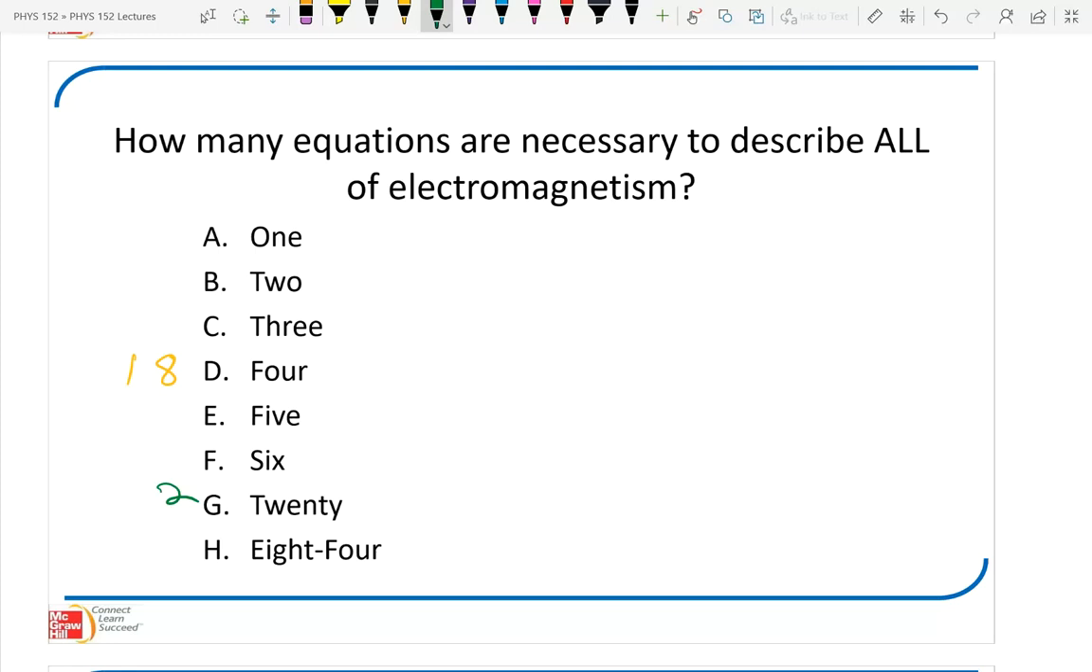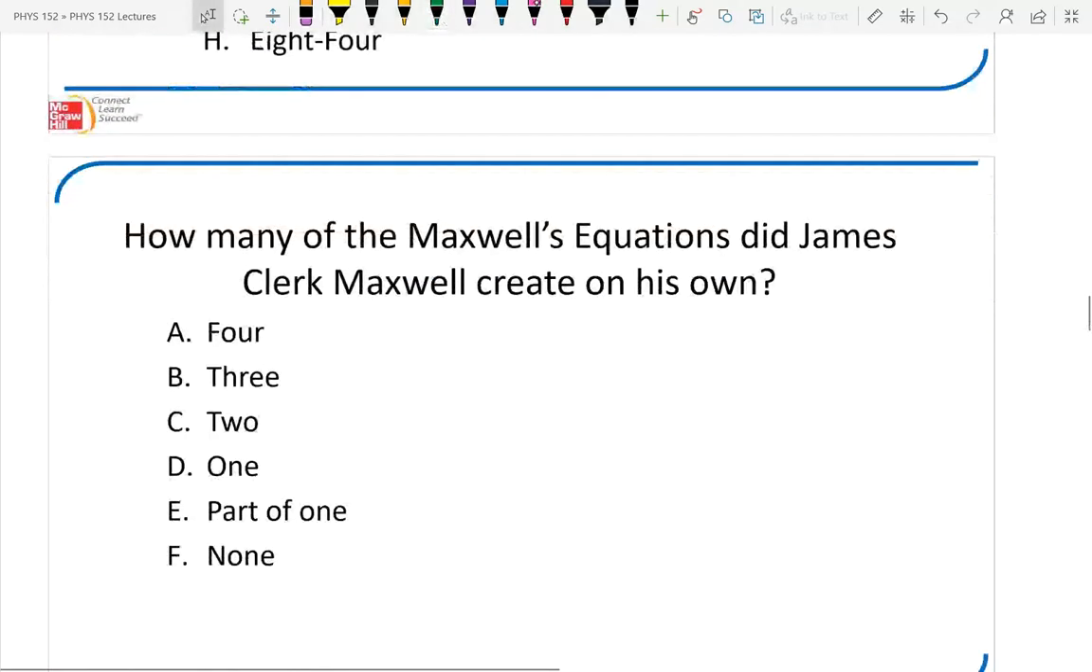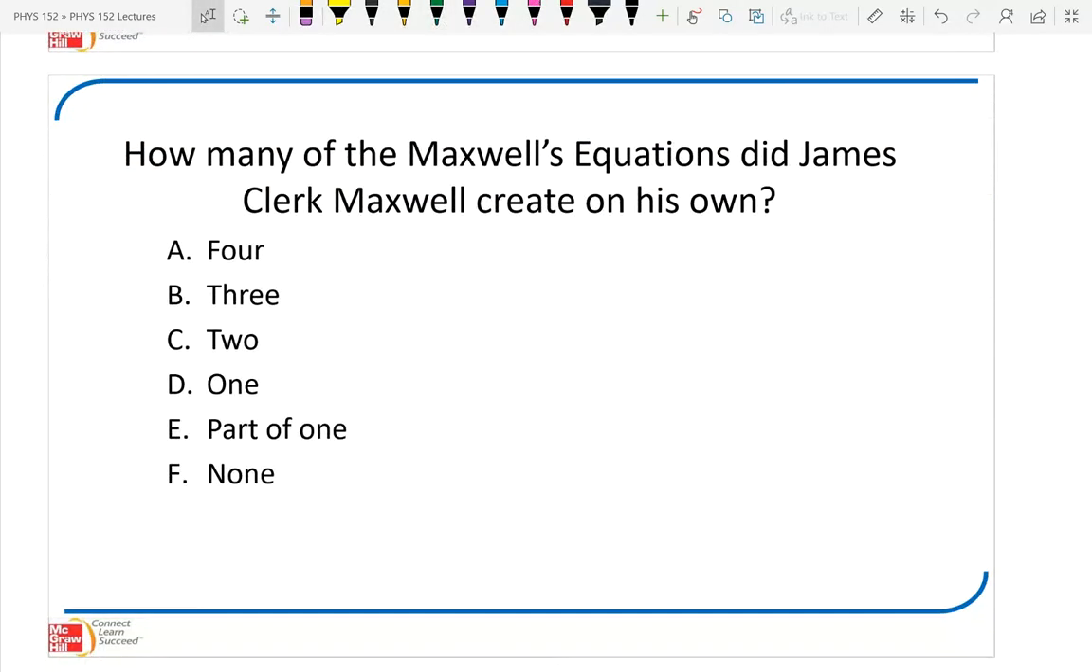They published in 1861. So 20 was what he thought when he thought he had really narrowed things down. But then in the end, 4 is the ultimate number. Those 4 equations, the 4 that we saw on the shirts. Now, how many of Maxwell's equations did James Clerk Maxwell create on his own?